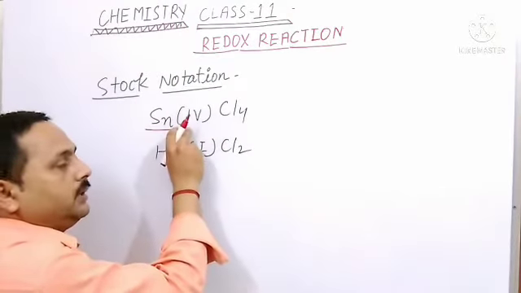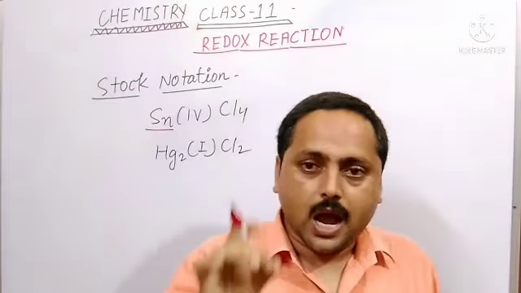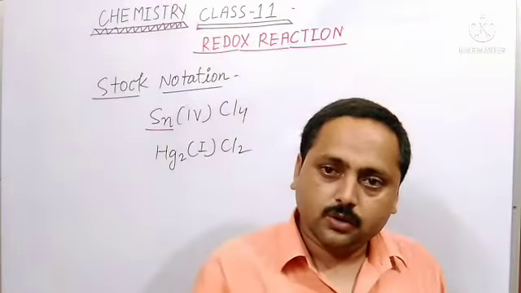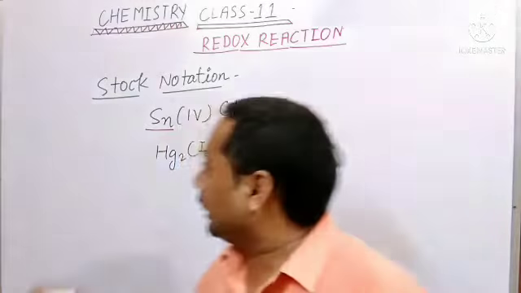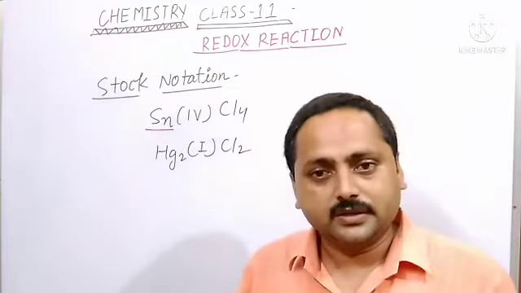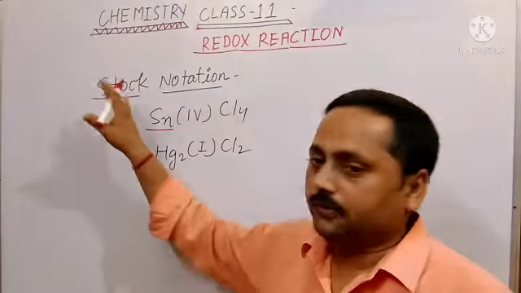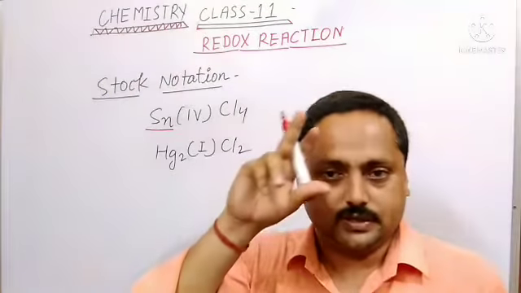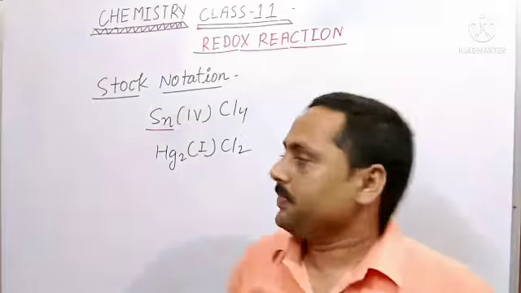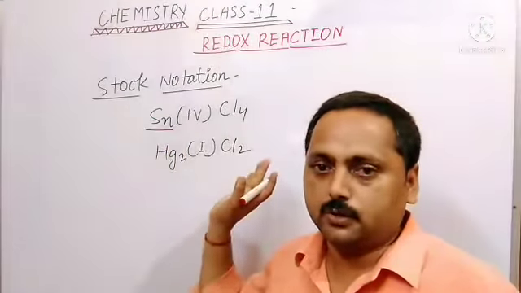After the metal. This was given by the German chemist Alfred Stock, so this is known as Stock notation. First, it was given by Alfred Stock, who was a German chemist. So in memory of him, we say Stock notation.